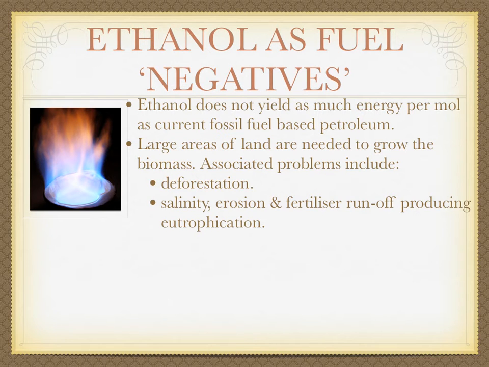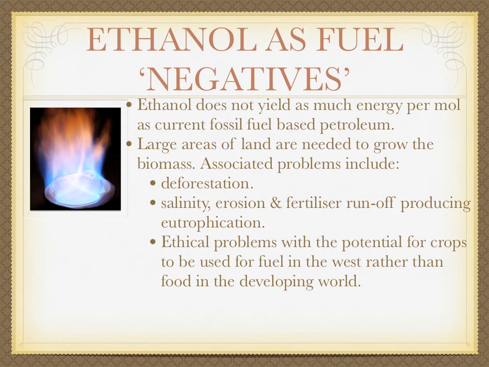We have associated cropping issues such as salinity, erosion, fertilizer runoff producing eutrophication, which is the increased phosphate and nitrate concentration in waterways, which increases the likelihood of algal blooms. And there are ethical problems. At the moment, much of the world is classified as poverty-stricken or in fact starving, and so we have an ethical dilemma. Should we be using arable land for crops for fuel, or should we use that arable land for crops for food? And so there's an ethical drama.